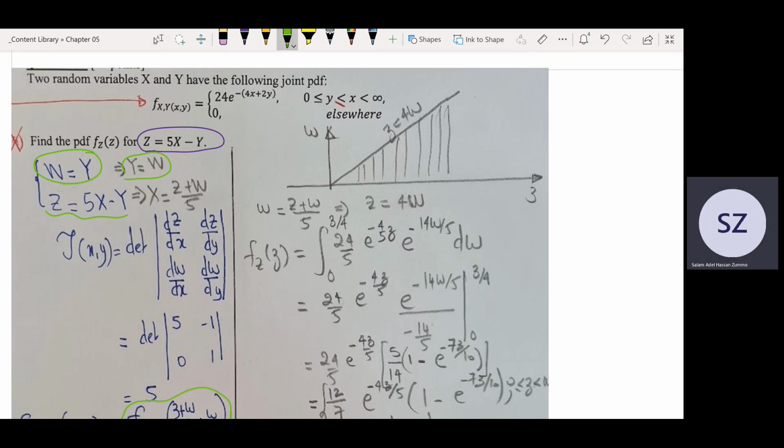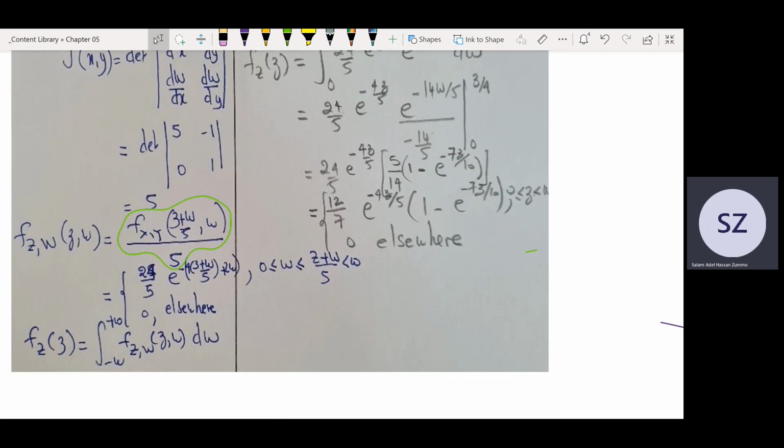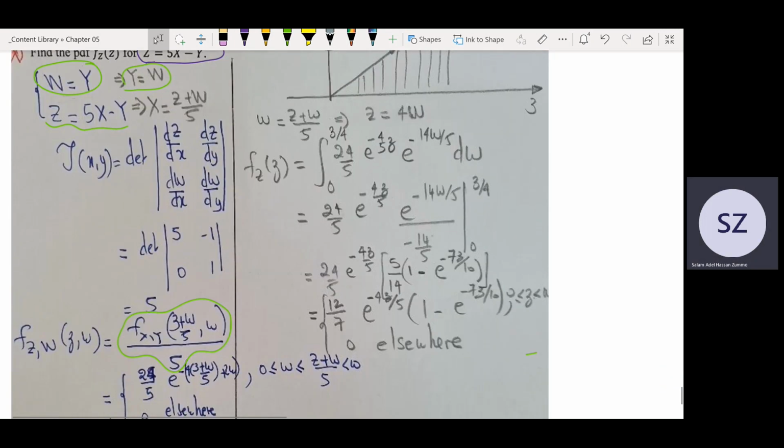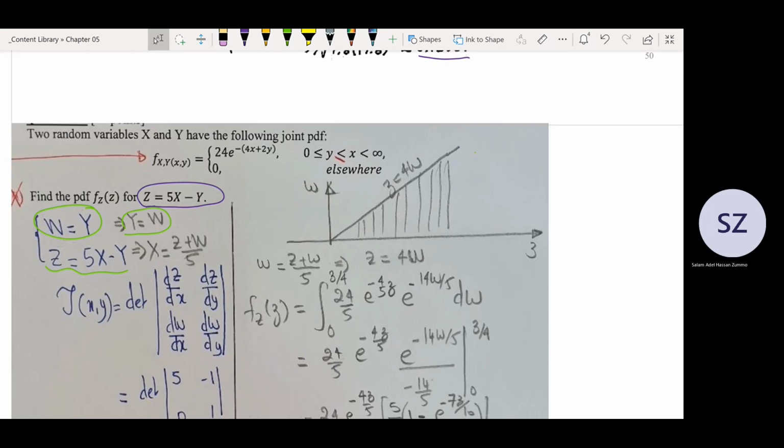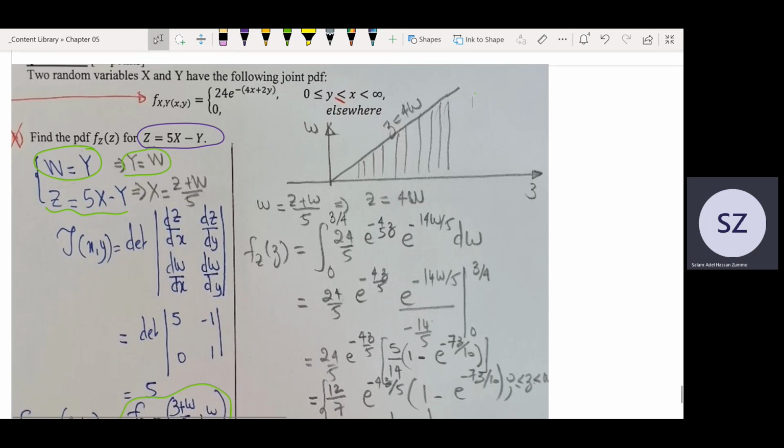Okay? And take the integration. In order to find the PDF of Z, you need to integrate this with respect to W, right? However you integrate with respect to W, it doesn't go from minus infinity. It goes from 0 to Z equals, so W equals Z over 4. So basically, you don't integrate W from minus infinity to infinity. You integrate from 0 to this line, right?